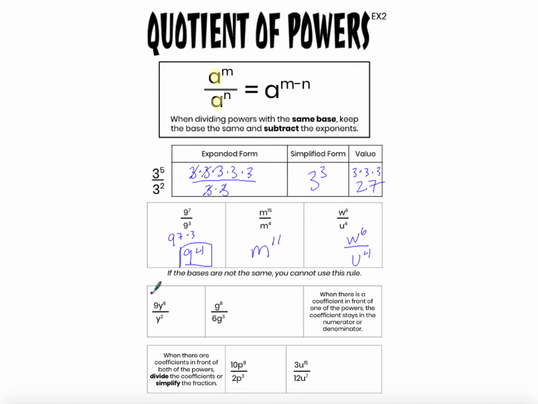Something students often struggle with is where to put the coefficient. If the coefficient is in the numerator to start with, with no coefficient in the denominator, this is just going to be 9, apply the quotient rule, y to the 4th. So this is not 9y times 9y times 9y times 9y, etc. This is just 9 times y times y times y times y. So 9y to the 4th.